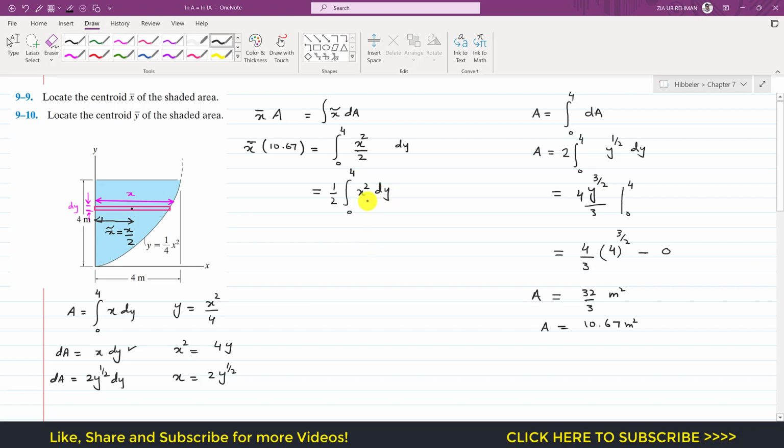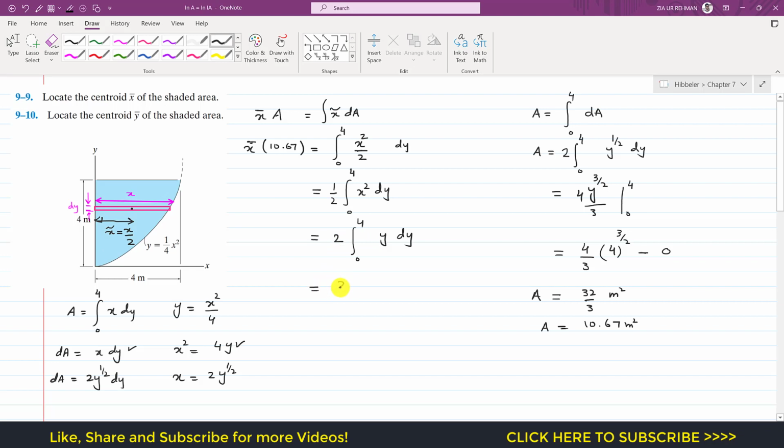Again, the integration is with respect to y, so we need to replace this x square. So we need to write x square as a function of y. So we can write that this is 1 divided by 2, from 0 to 4, and x square equals 4y. So I will write this as 4y dy, and now I can write this 4 outside as well. So this is 4 divided by 2, or we can say that this is 2.